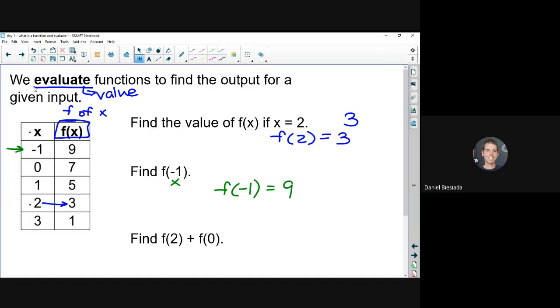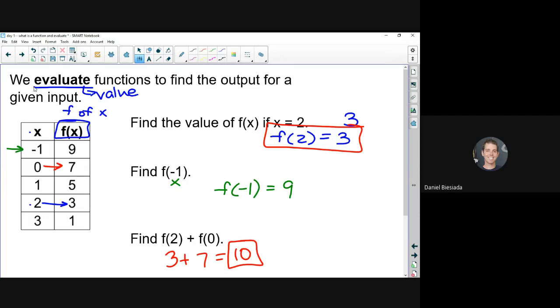Our third question on this slide is find the value of f of 2 plus f of 0. And that really just comes down to finding two separate things. We need f of 2, we need f of 0. Now, we already learned up at the beginning that f of 2 is equal to 3 from the table. And then the question is, what is the value of f of 0? If you look at the table here, f of 0 maps to 7. So f of 0 equals 7. And our answer to this question: 3 plus 7 equals 10. Okay, so that's how we evaluate a function using a table.